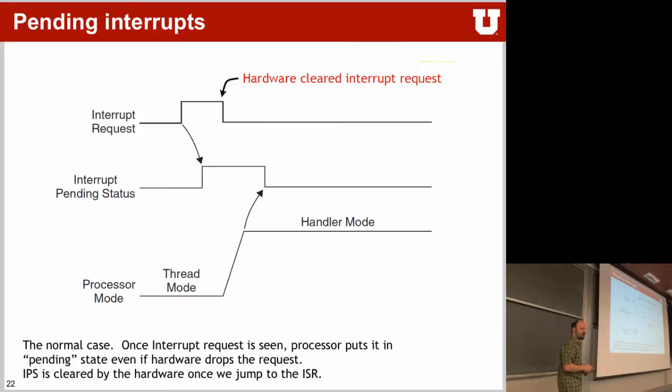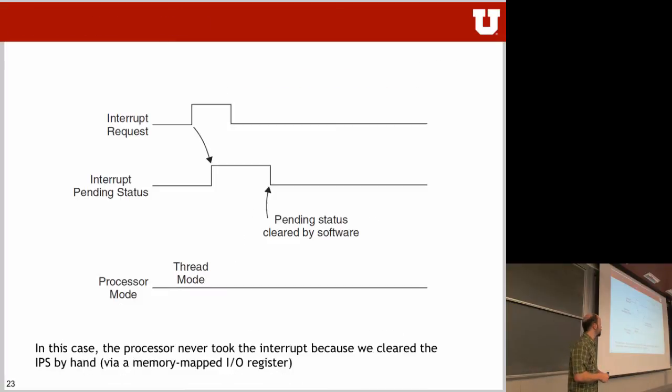Okay. Let's look at what else can happen. This is also a possibility. For example, let's assume you ignore all interrupts. Your processor will not be interrupted, but an interrupt happens and your pending bit will still be set. In your code, you can now go and clear that pending bit yourself. So your processor actually never went into handler mode. It never jumped to the interrupt handler itself. You actually processed this particular interrupt inside your regular software.